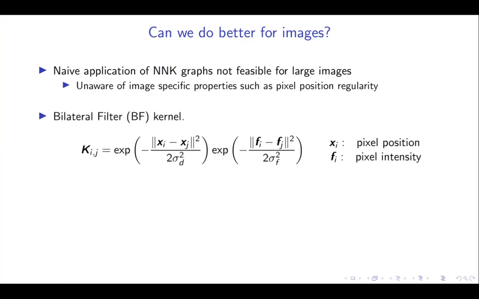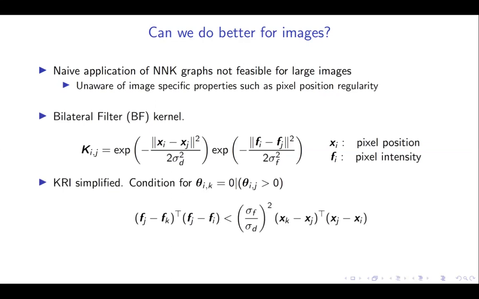Consider the bilateral filter kernel as an equation. Here, xi and xj denote the position of the pixel, that is, row and column in the image, and fi and fj correspond to the pixel intensities at these locations. Applying the KRI condition with the bilateral filter kernel gives us a simple condition to determine if a pixel k is to be connected, given a pixel j is connected to node i.